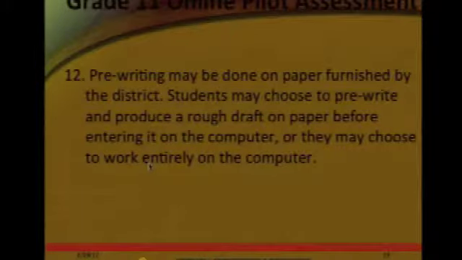The one thing that we have to remember, though, is that when the testing session is done, any paper that's furnished by the district has to be collected by the teacher or the test administrator, and it has to be properly destroyed. It can't leave the testing area at all.